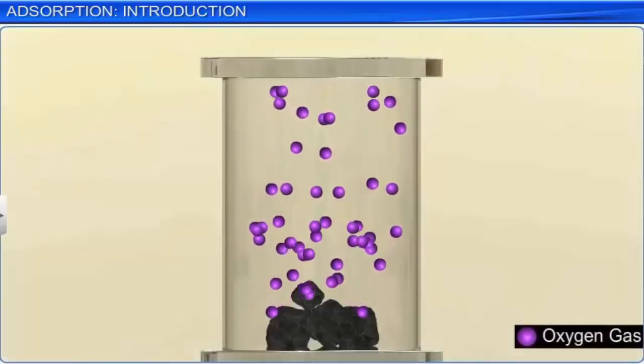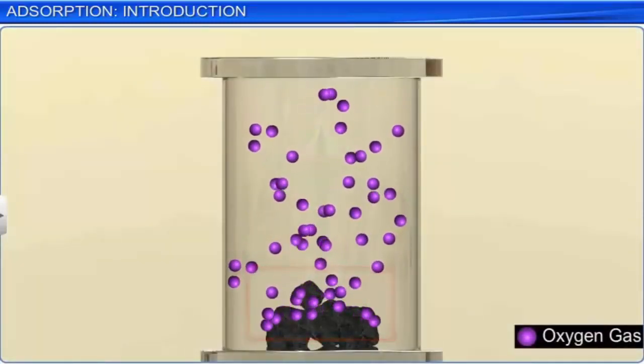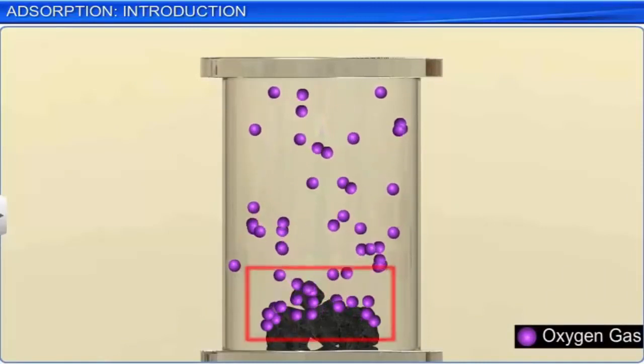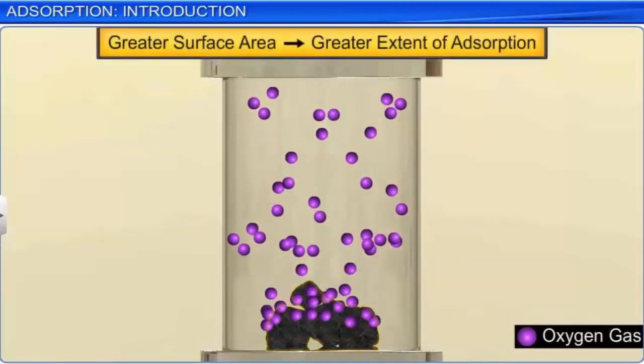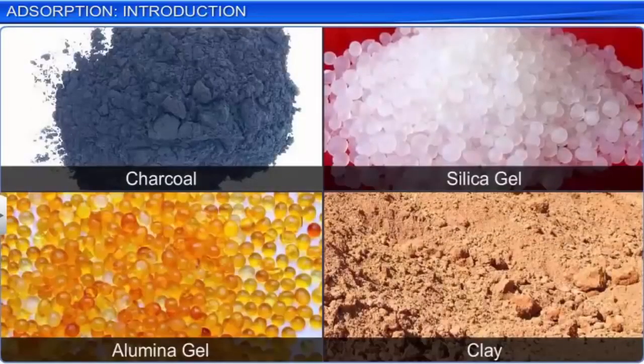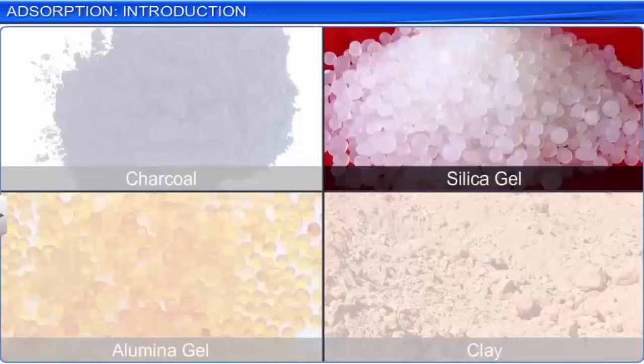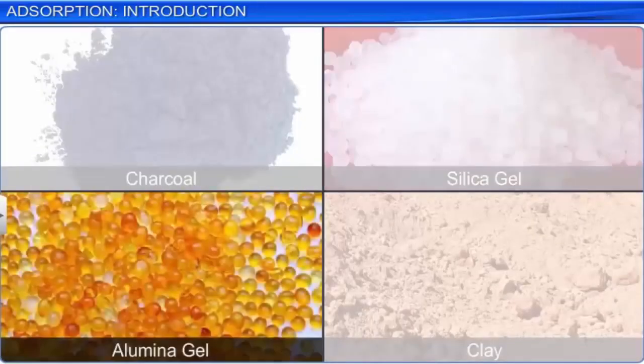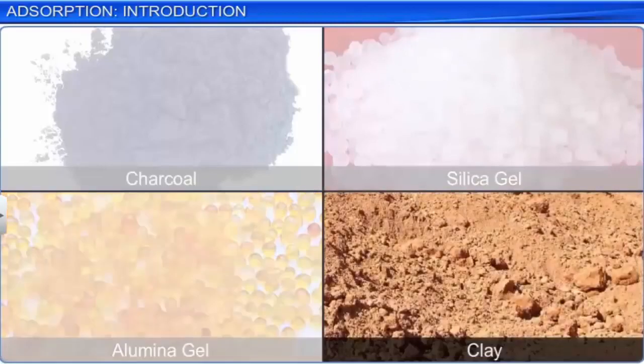It is important to note that adsorption is a surface phenomenon. Hence, greater the surface area of the adsorbent, greater is the extent of adsorption. Thus, finely divided metals and substances with porous structure are good adsorbents as they provide large surface area. Charcoal, silica gel, alumina gel, and clay act as excellent adsorbents.